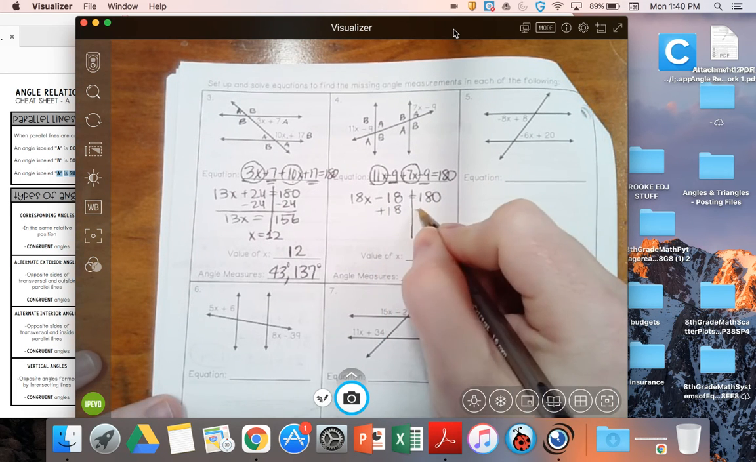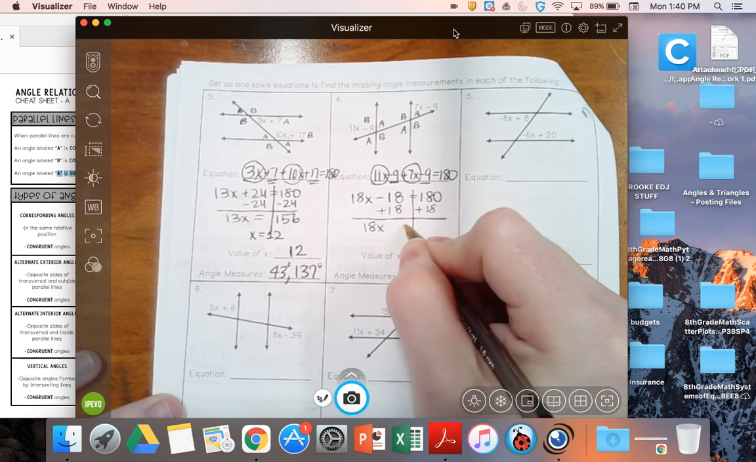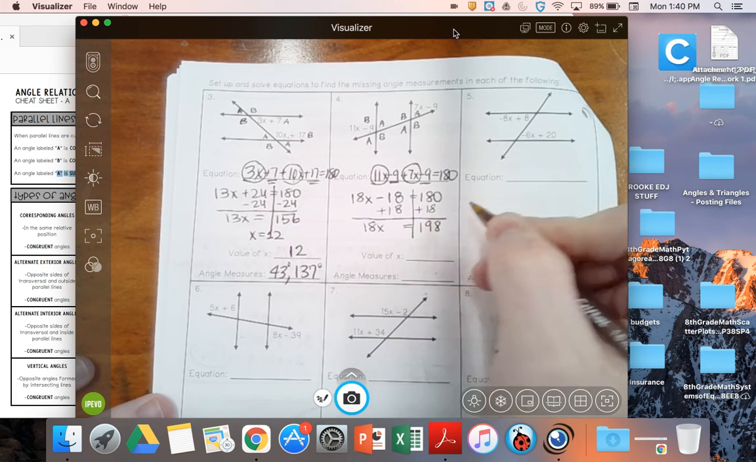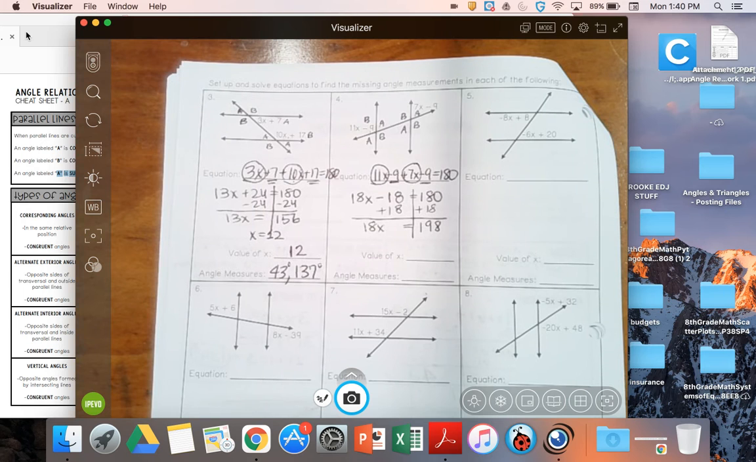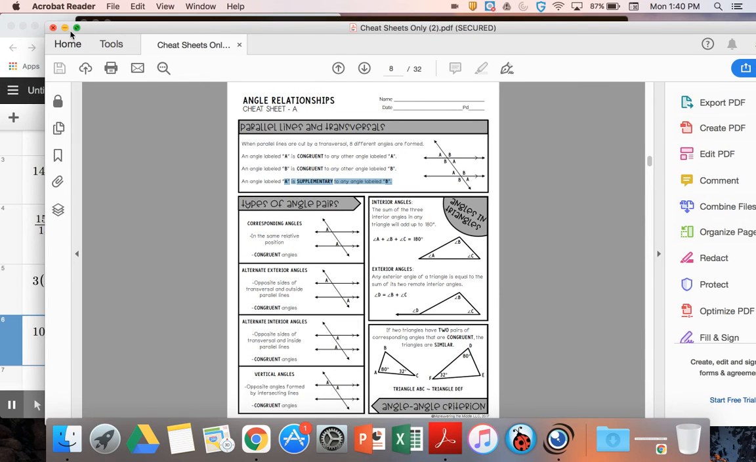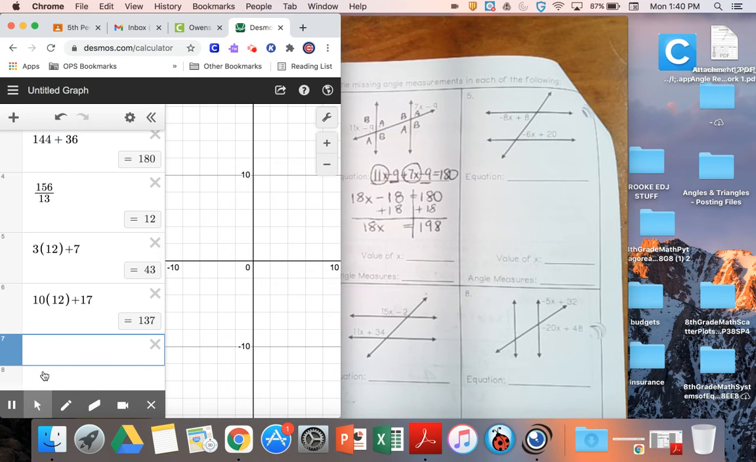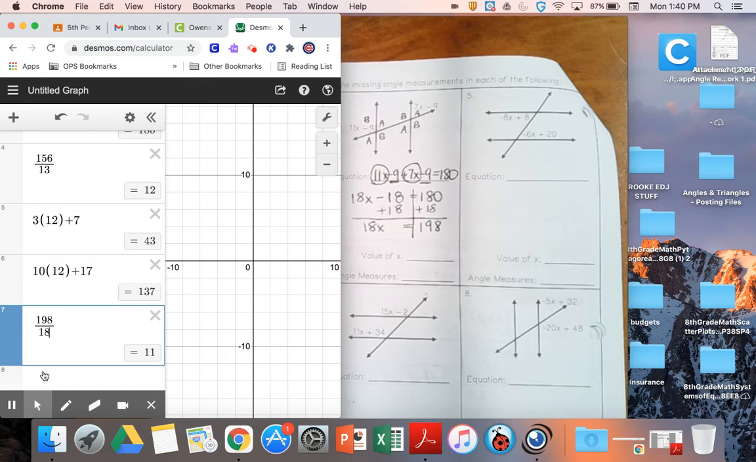Add the 18 on both sides. Then I need to divide. So I'm going to pull up my handy dandy calculator there. I have 198 divided by 18, and it gives me 11.